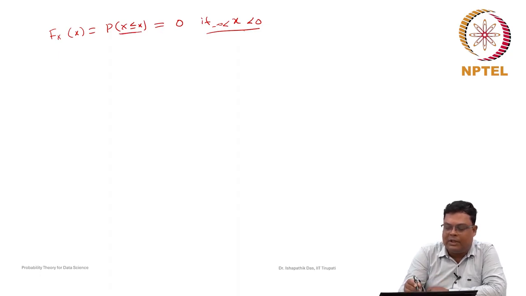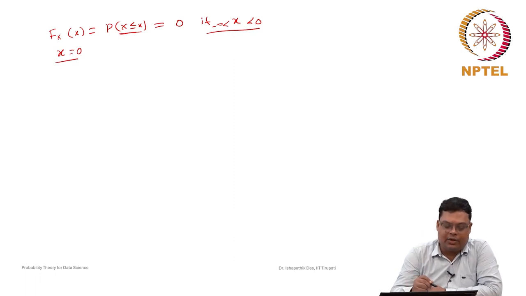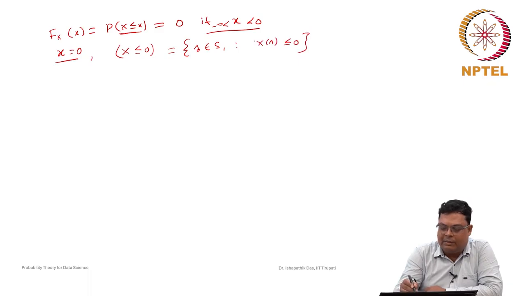Now, let us consider small x exactly equal to 0. So, it is a real number, small x is exactly equal to 0. Then what will be this set, because we want to find probability of X less than or equal to 0. So, X less than or equal to 0, what is this set? This set is nothing but s belongs to S_1 such that X(s) is less than or equal to 0. And sometimes we do not write the left-hand side for simplicity; we understand it means greater than minus infinity.